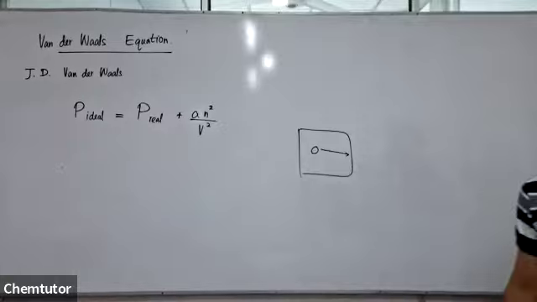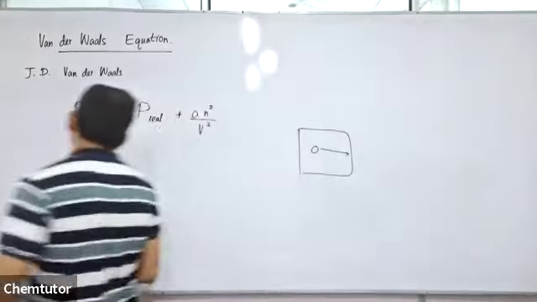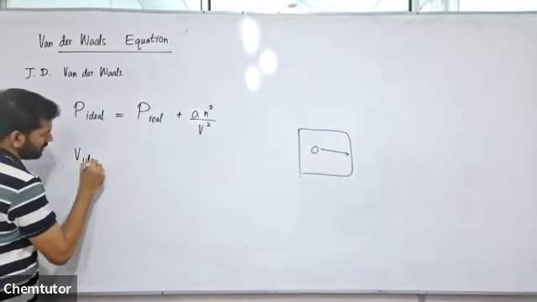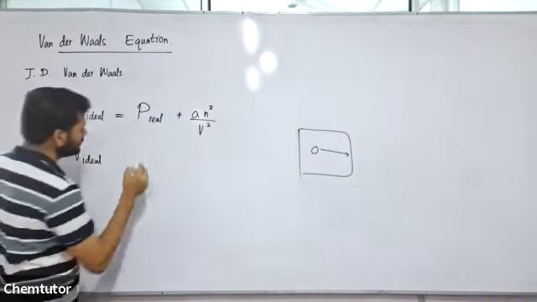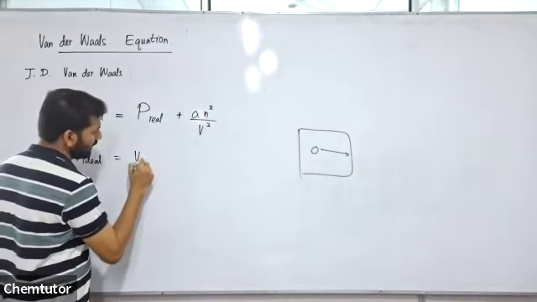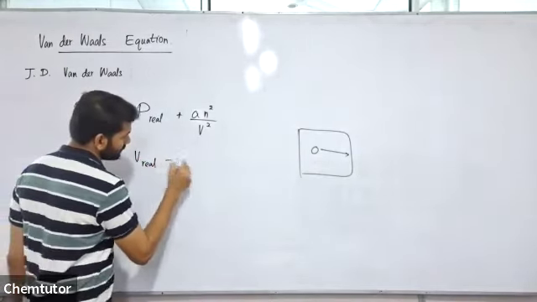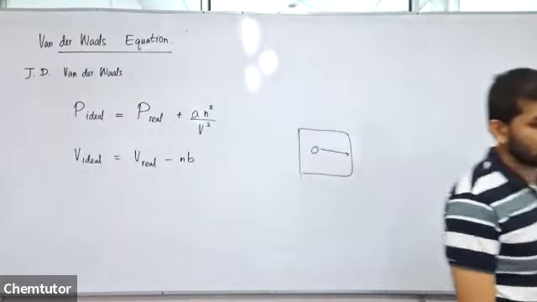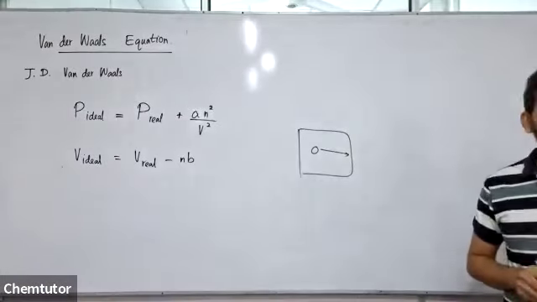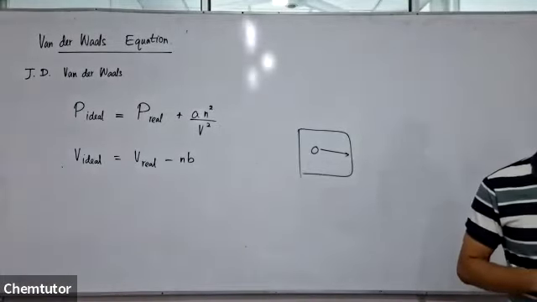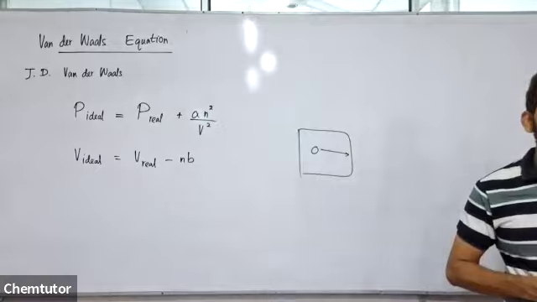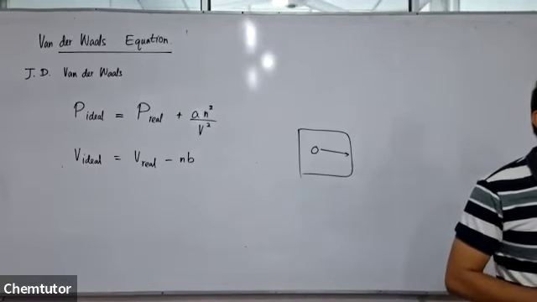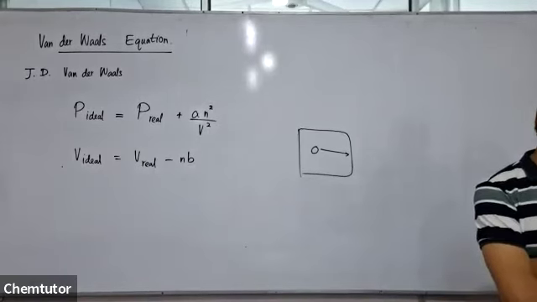So the ideal volume, now it is lesser than that of the real volume. So it equals the real volume minus nb. That is the volume correction made by Van der Waals. Ideal volume equals real volume minus nb. You can write it.